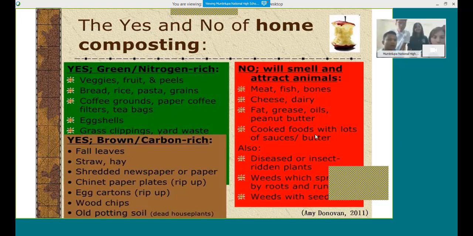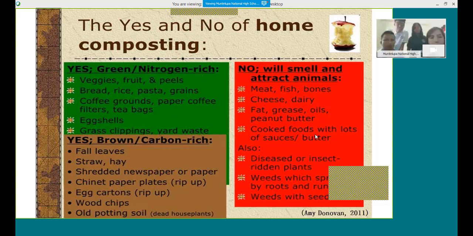Yes, you have green, nitrogen-rich materials: vegetables, fruits and peels, bread, rice, pasta, grains. You also have coffee grounds, paper coffee filters, and tea bags. We also have eggshells, grass clippings, and yard waste. Yes, we have carbon-rich materials, such as fall leaves, straw, hay, shredded newspaper or paper, shredded paper plates, egg cartons, wood chips, and old potting soil.